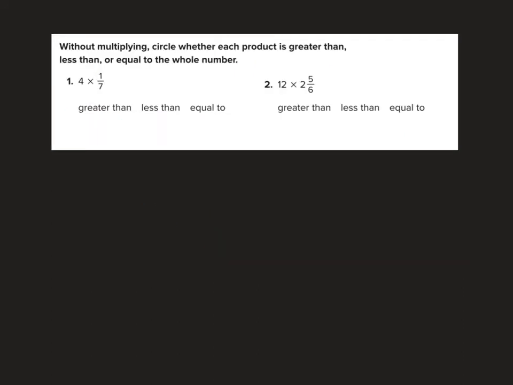Without multiplying, circle whether each product is greater than, less than, or equal to the whole number. Here's our whole number. I'm going to multiply it by 1/7. 1/7 is less than 1. So that means my answer is going to be less than 4. 12, there's my whole number, 2 and 5/6. 2 and 5/6 is greater than 1. So that means my answer is going to be greater than 12.